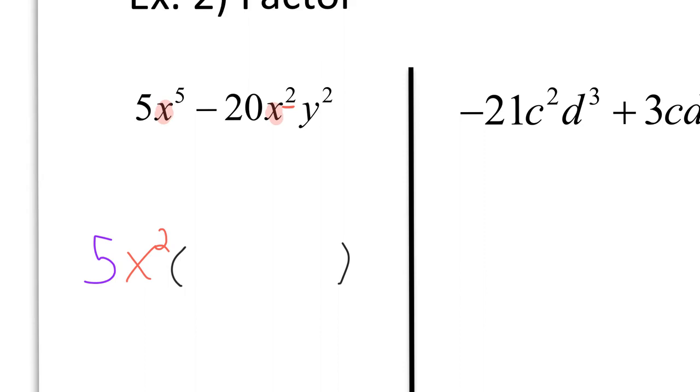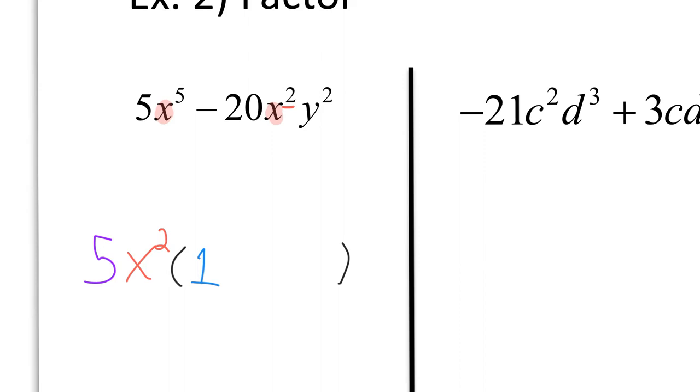So now you're going to start dividing. 5 divided by 5, well, that's going to be 1. So I'm going to put a 1 here. You have x to the 5th power. Remember, x to the 5th power is actually x times x times x times x times x. So you are going to factor out 2 x's.